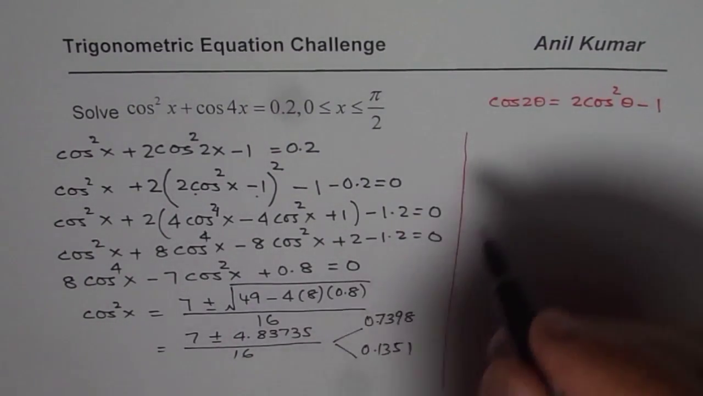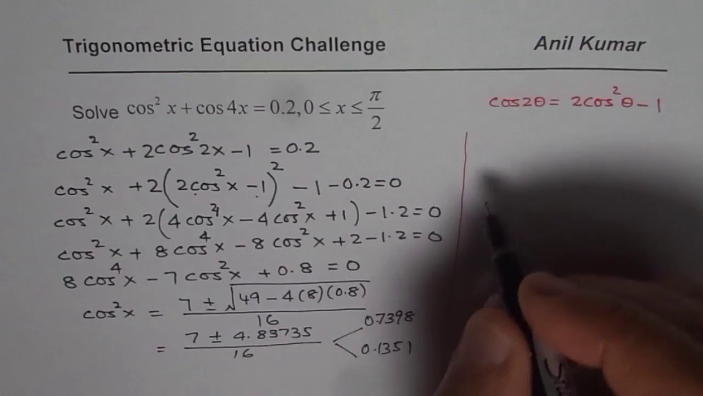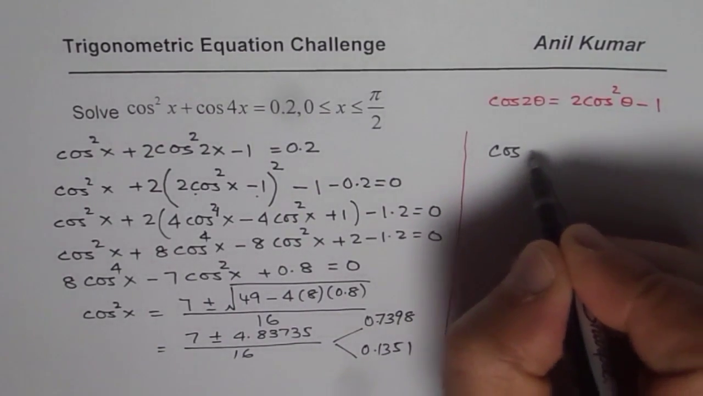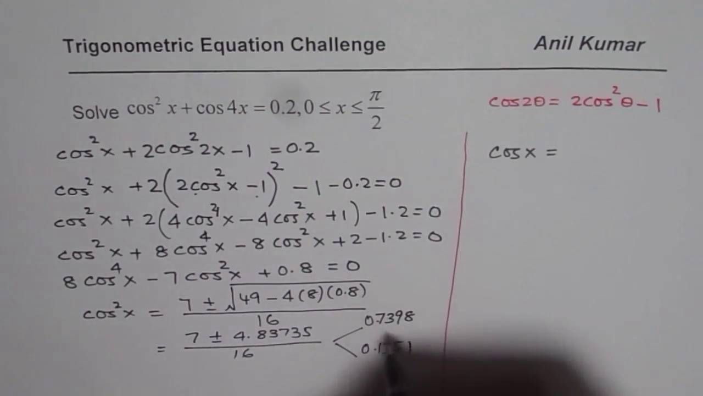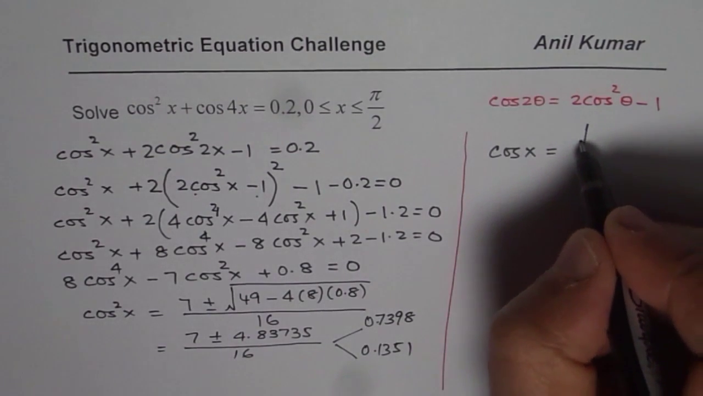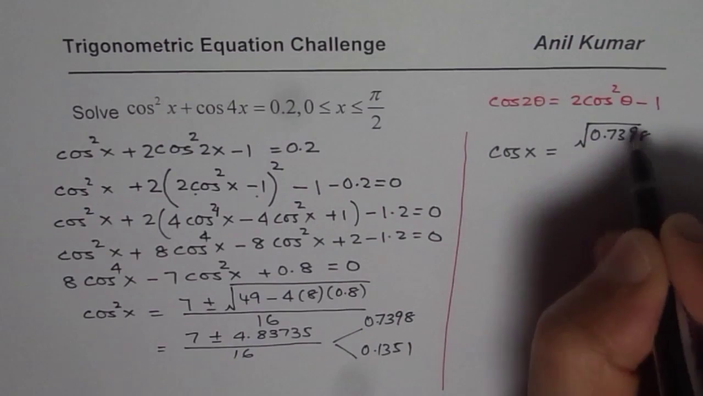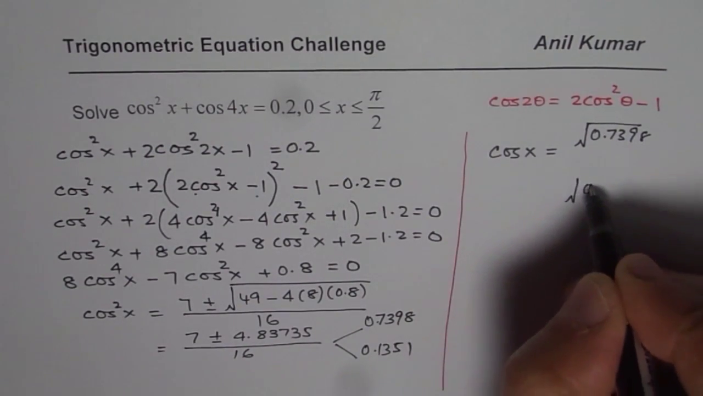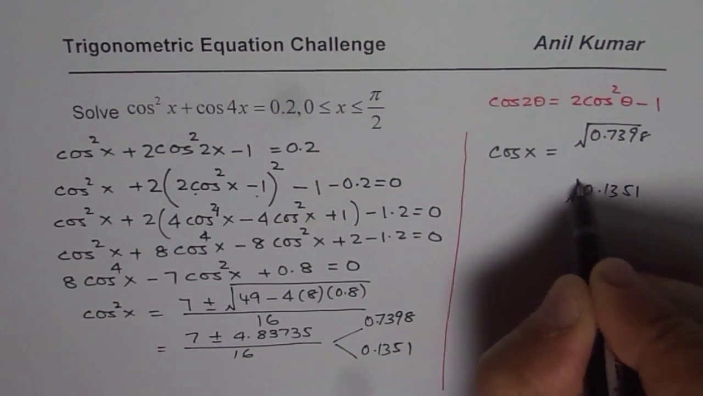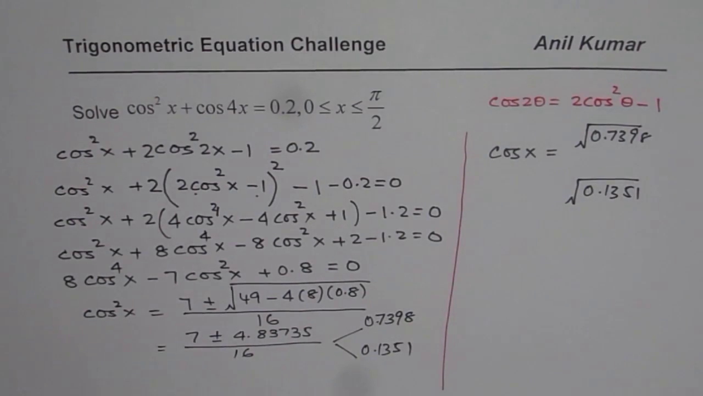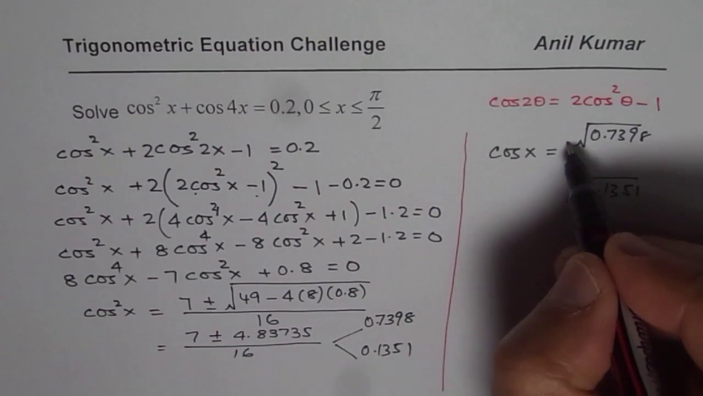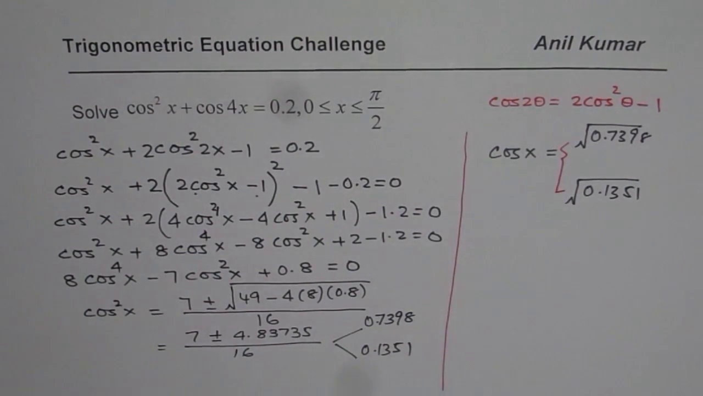Now, cos square x is known to us. What is cos x? For cos x, we'll get the square root of these values. So we get either the square root of 0.7398 or the square root of 0.1351, right? So that is for cos x. Now, since we are considering the domain of 0 to pi by 2, we will only consider the acute angles. We are considering the positive values.